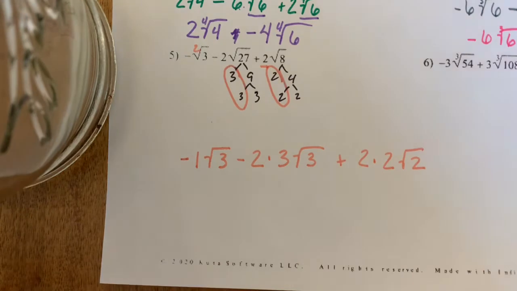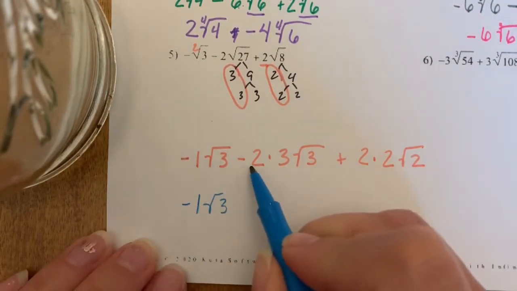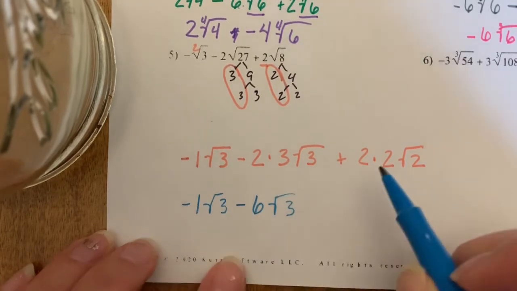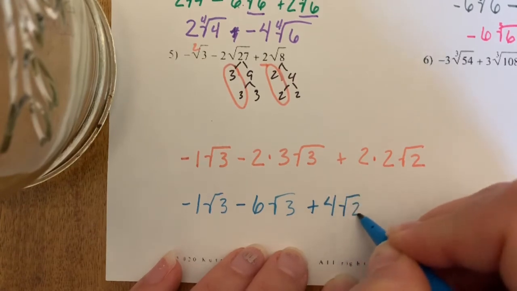Let's simplify this a little further. I have a negative 1 square root of 3. 2 times 3 is 6 square root of 3. And 2 times 2 is 4 square root of 2.